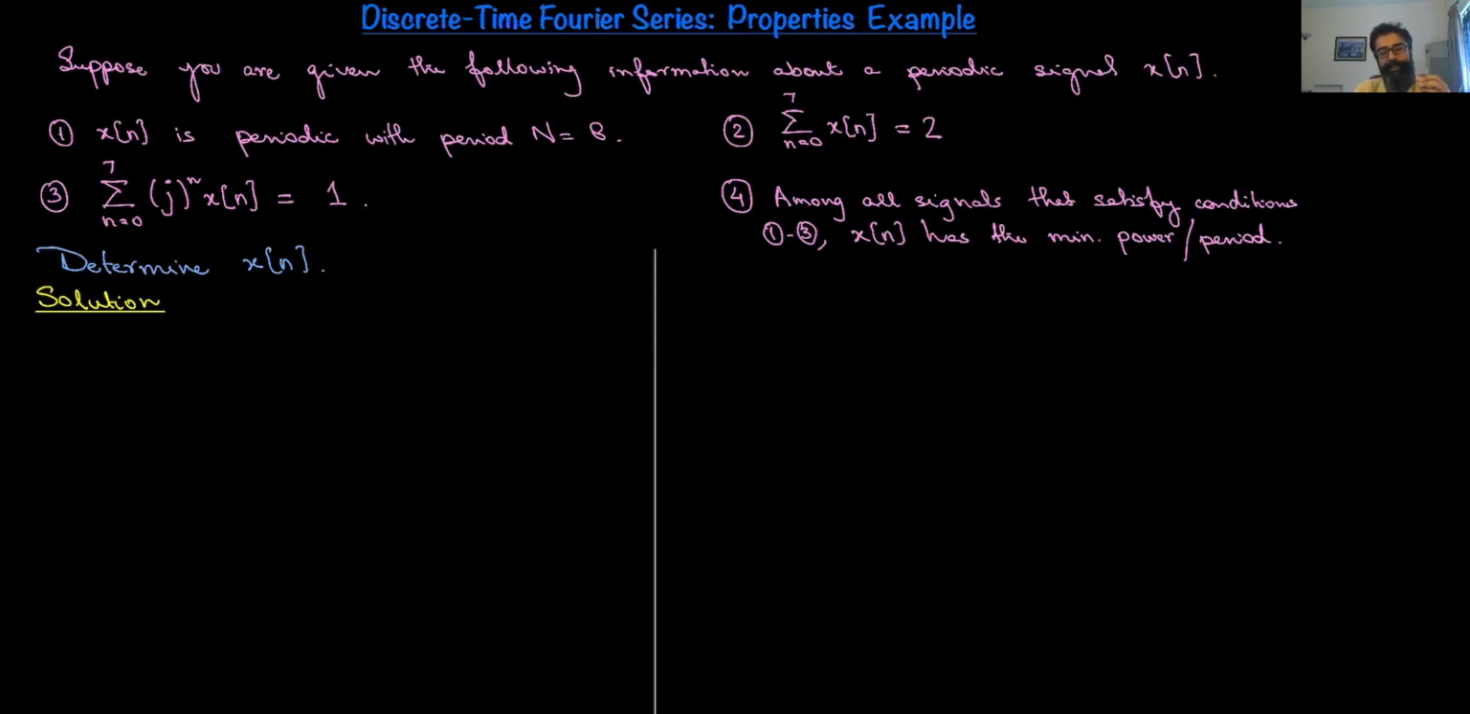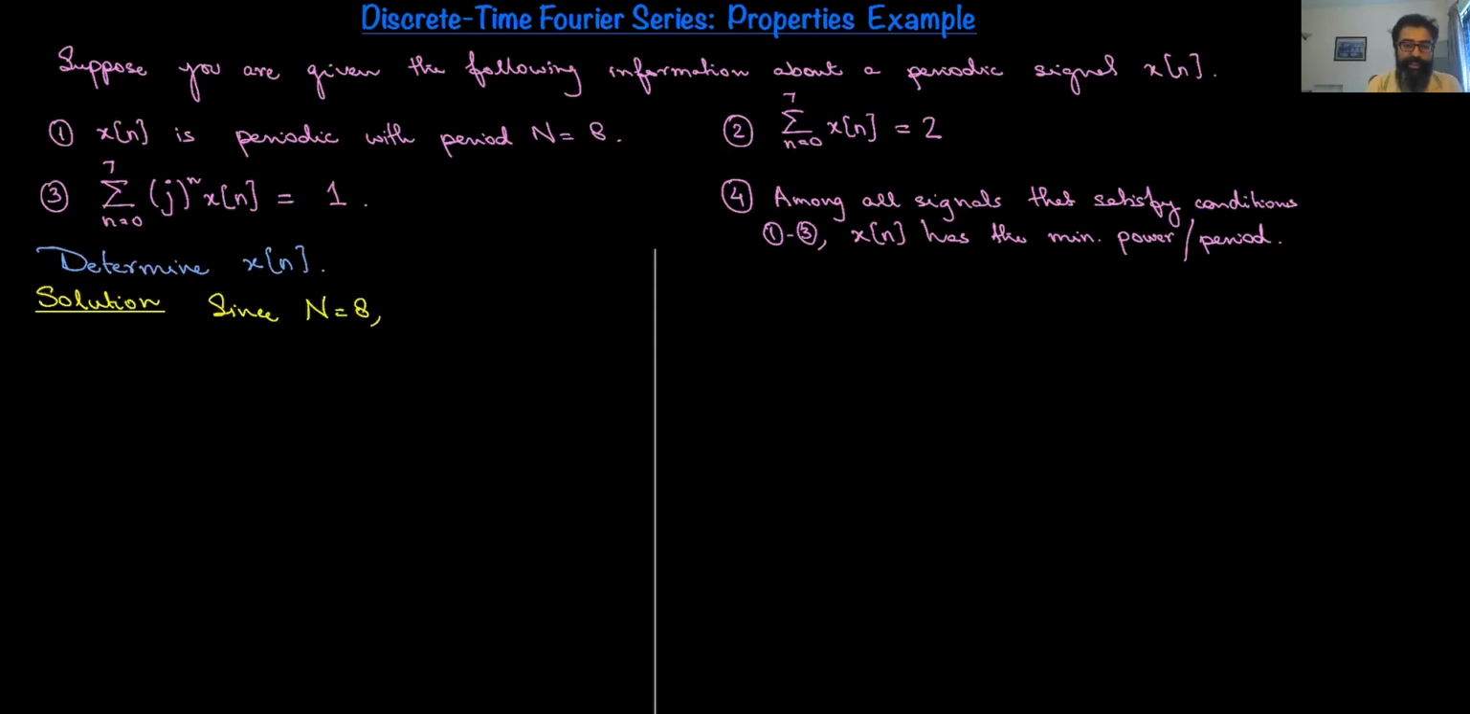There's a one-to-one mapping between the signal in the time domain, which is periodic, and the Fourier series coefficients. If we can determine the Fourier series coefficients for this signal, that would be enough to determine the time domain signal. Now, since the signal is periodic, since N equals 8, how many unique Fourier series coefficients is this going to have?